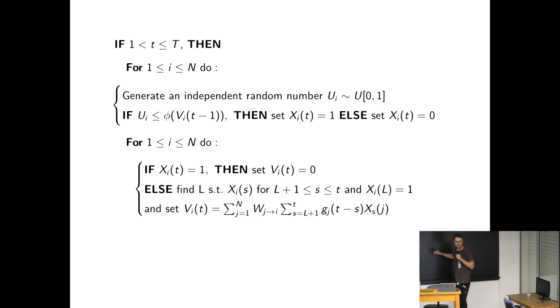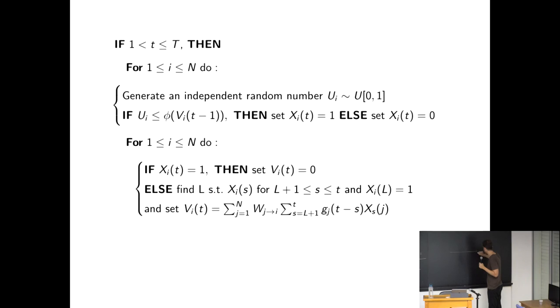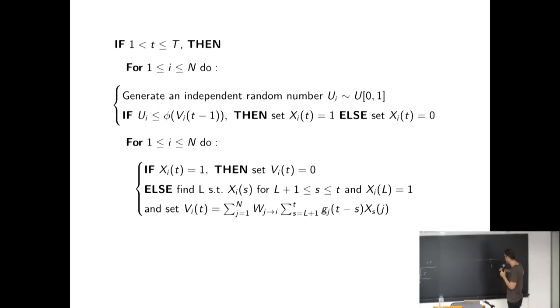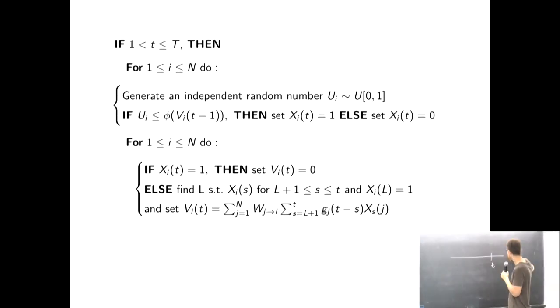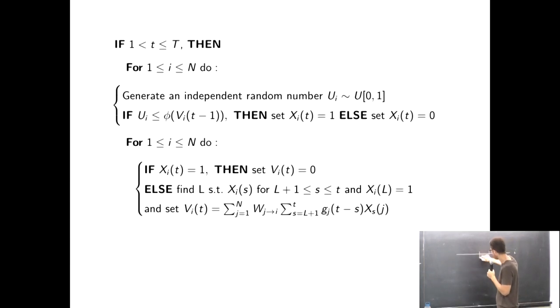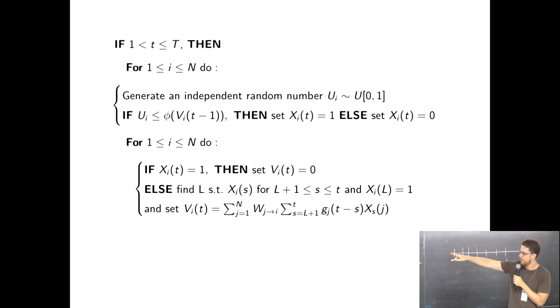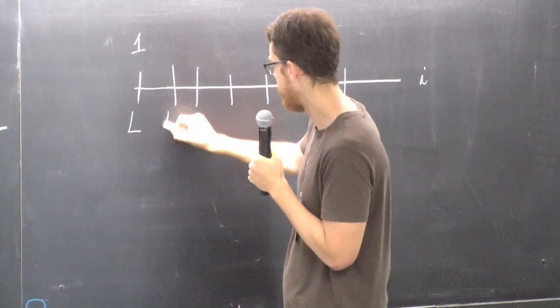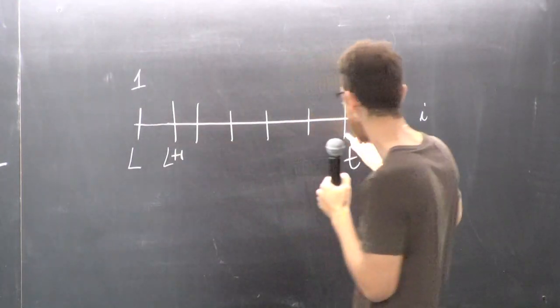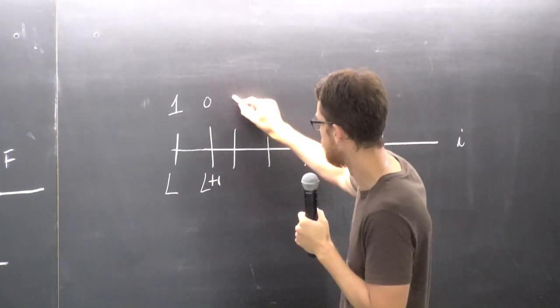I'm not allowed to do this, but I'm doing it anyway. So imagine I'm here at time t. This is a neuron i. What I'm saying is, I need to find this capital L, let's say it's here, such that here I have a 1, and from this time L plus 1 up to here, it's all 0.